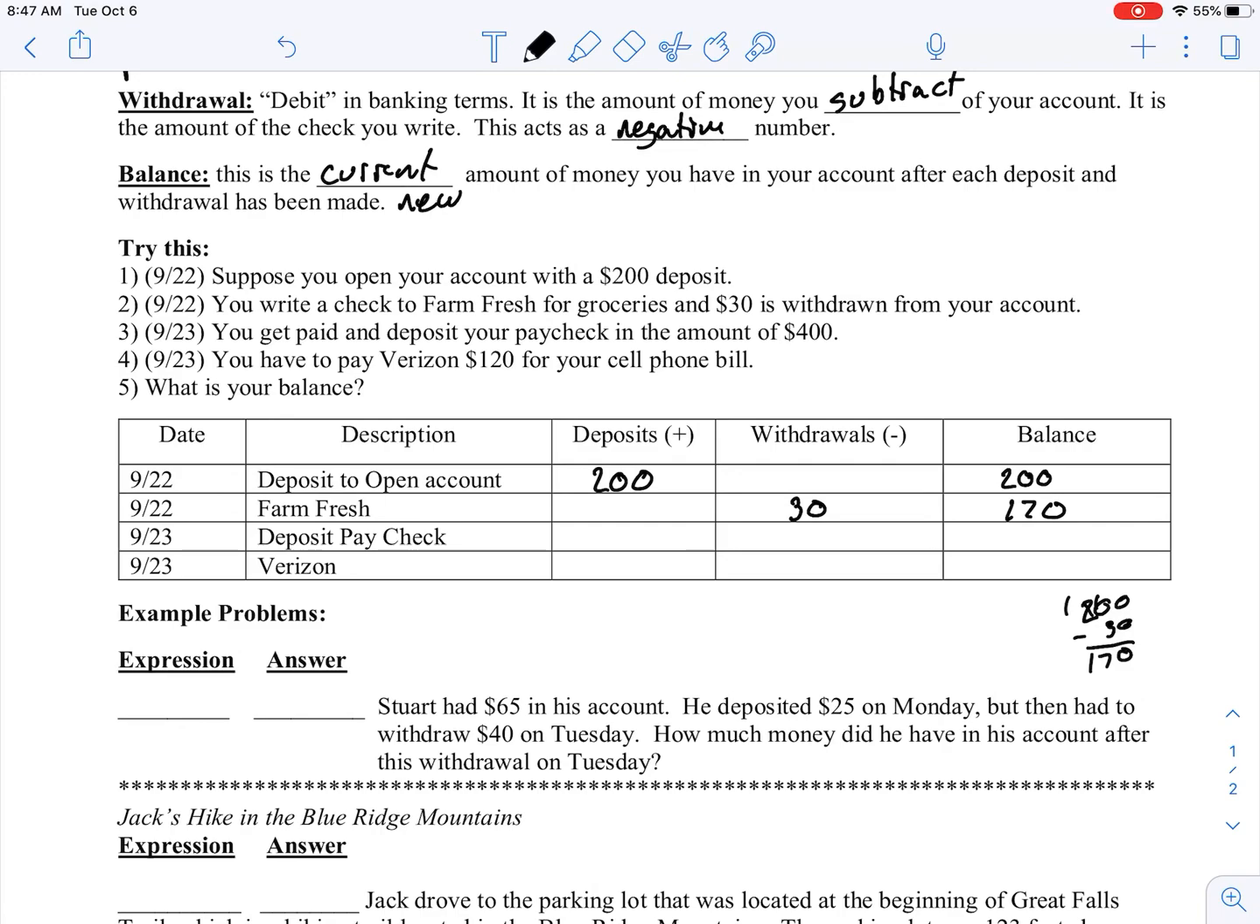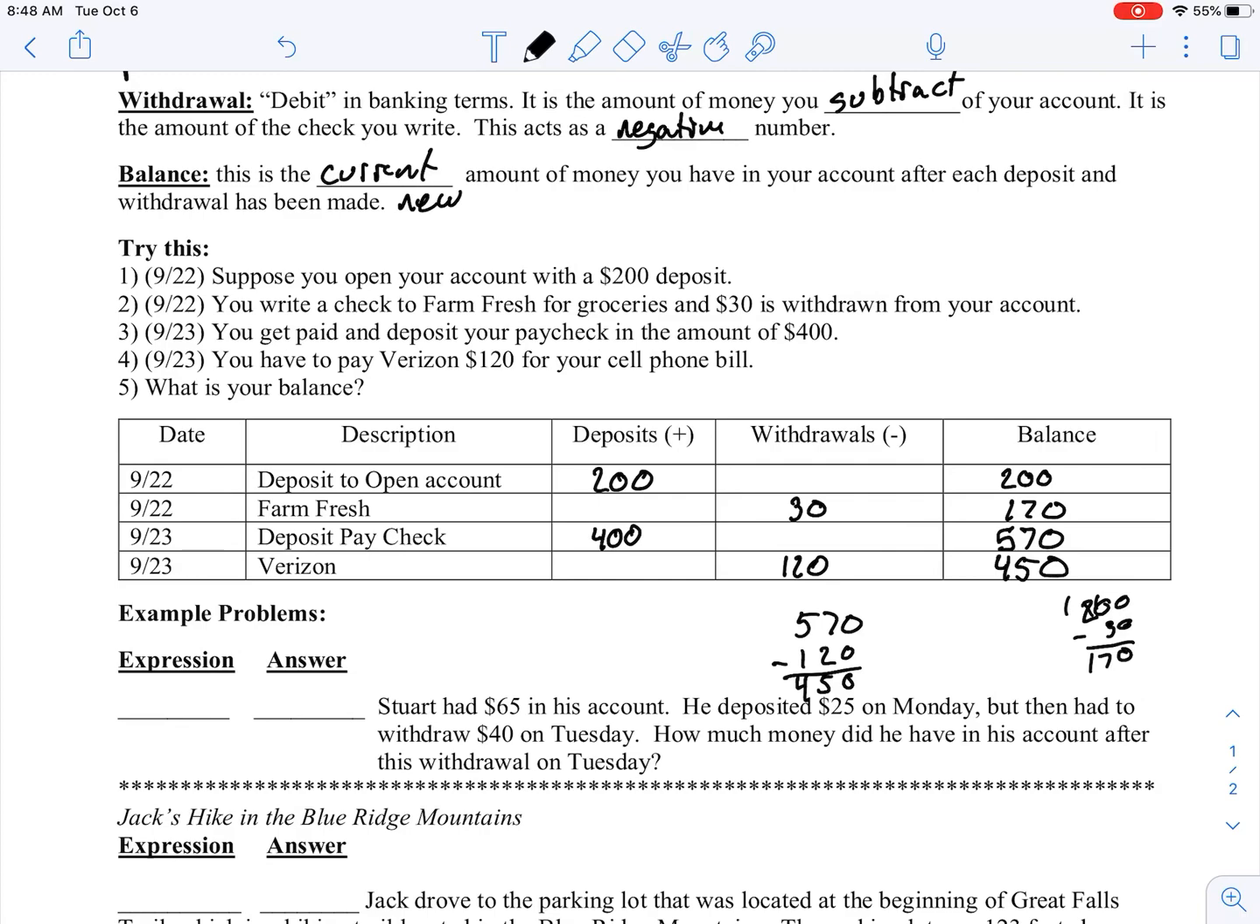So we get paid and deposit our paycheck in the amount of $400. So depositing, we'll be adding that to our account, $400. So 400 plus that 170 that we had left over before from our spending is going to be $570. And now we have to pay our Verizon bill for our cell phone. So we are paying or taking a withdrawal of that $120. So 570 minus that 120 is going to give us, when we do our subtraction algorithm here, $450 left over.